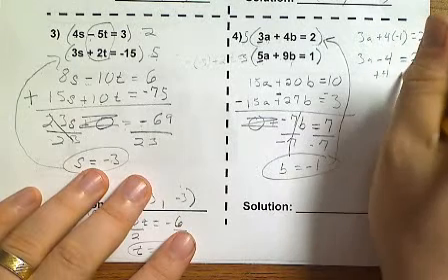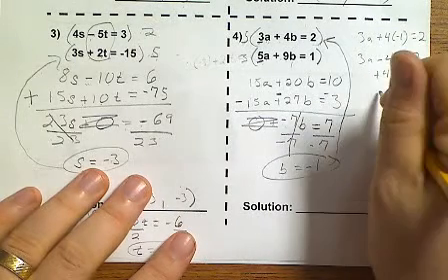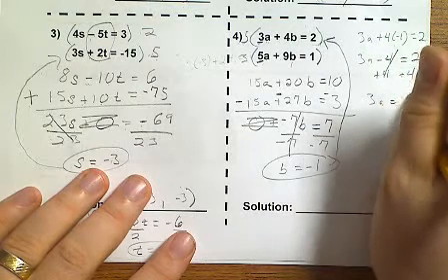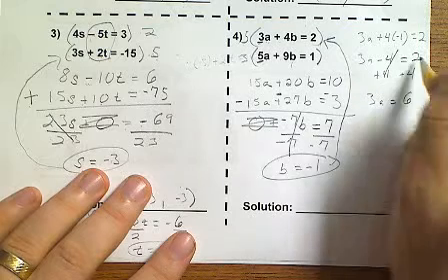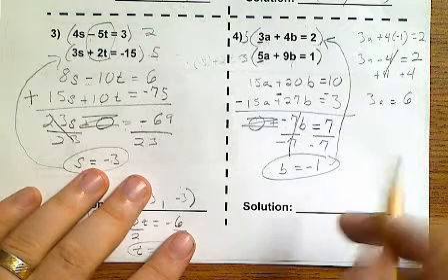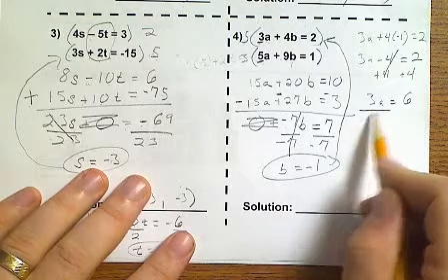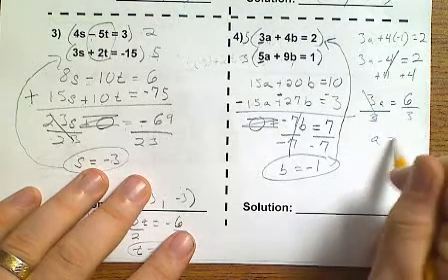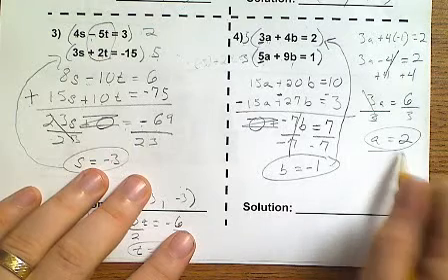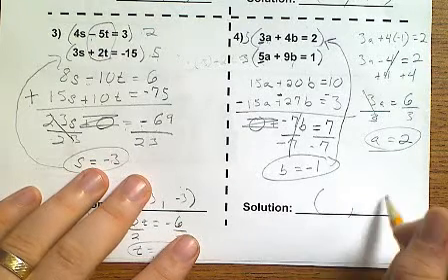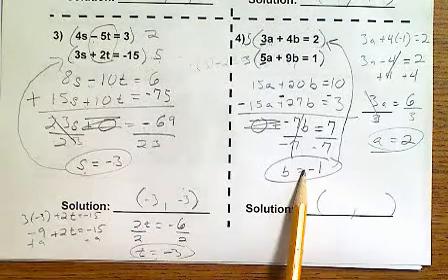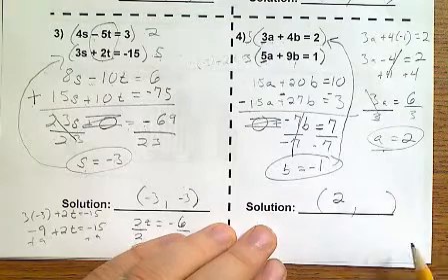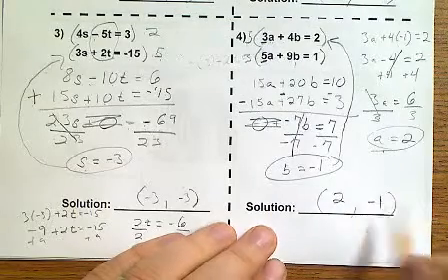If I add 4 to both sides, that gets rid of that minus 4. 3a must equal 6. 2 plus 4 is 6. Now to get the a alone, I'm going to divide by that 3. And I get that a equals 2. Now, even though I solved for b first, a comes first alphabetically. So, first number is 2, second number is negative 1.